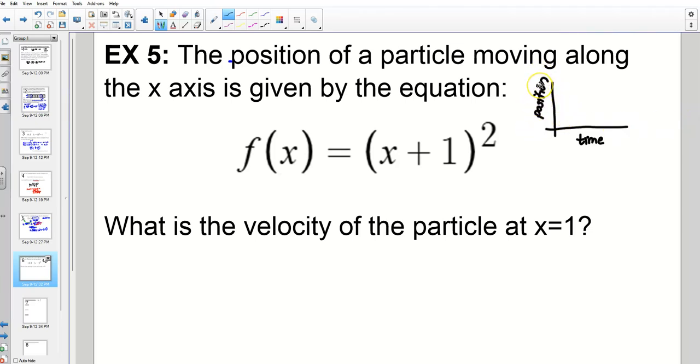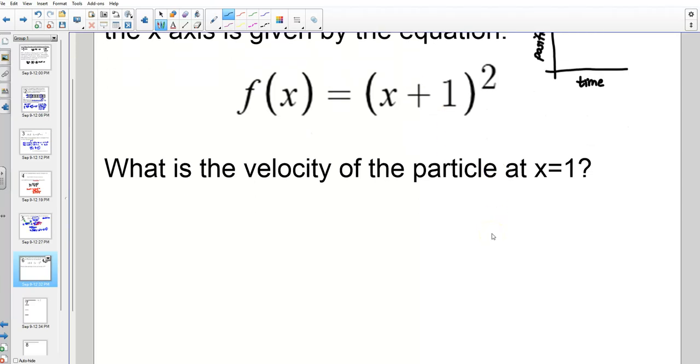So if I find the slope of this, if I find the slope of position, then that's going to be position over time. That's going to be change in distance over change in time, which is velocity for us. So whenever we're given position, the derivative of that is going to be your velocity.